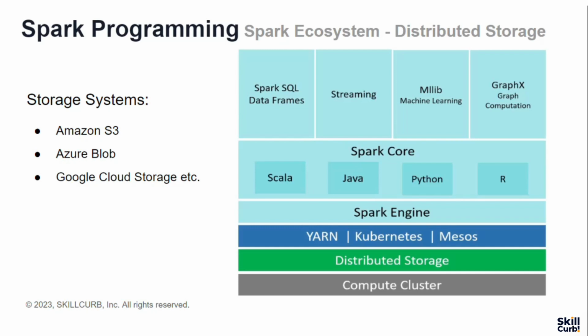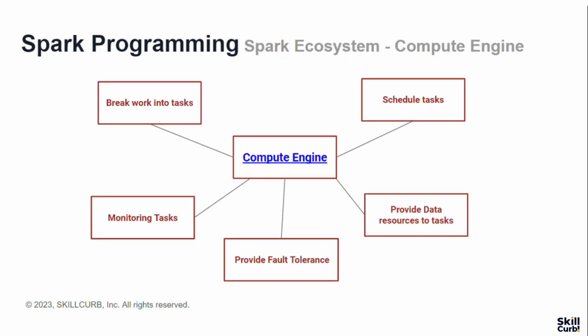Similarly, Spark does not come with a storage system, and it allows you to process data which is stored in a variety of storage systems. Some of the most commonly used storage systems are Amazon S3, Azure Blob, Google Cloud Storage, etc. So one thing is clear, that Apache Spark does not support cluster management and storage management. All you can do with Spark is to run your data processing workload, and that part is managed by Spark Compute Engine.